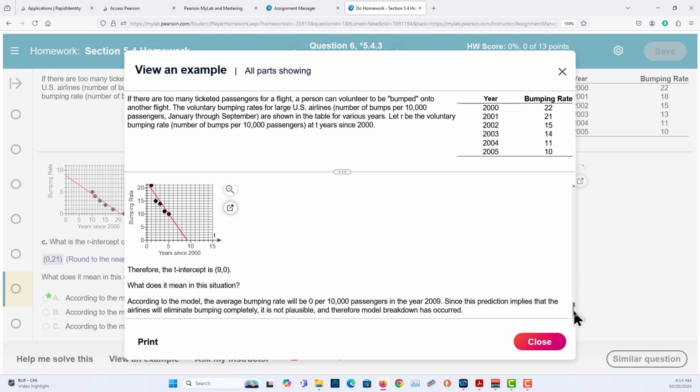What it implies is that in that year, 9 years after, you can expect 0 bumping to occur. Since that's not plausible, not possible, model breakdown has occurred. If you take into account here, we can only make accurate predictions within the range or the domain of the model. So going from 0 to 5, when you extrapolate beyond that, you may run into errors. The range of the data.